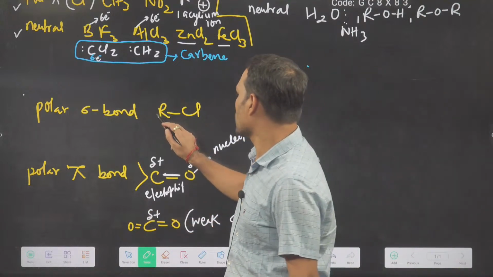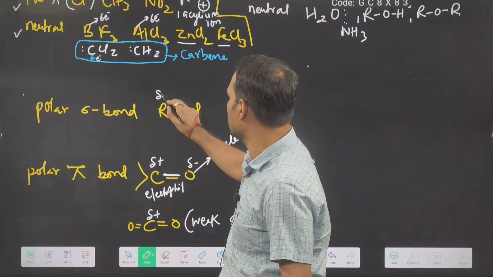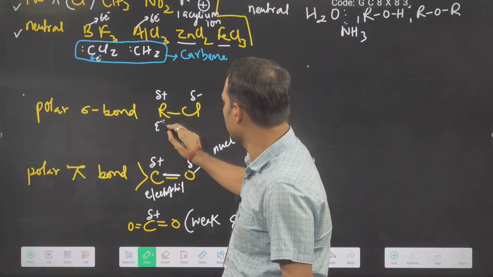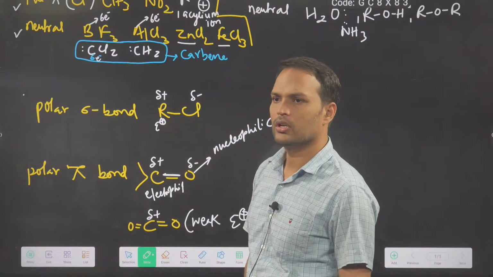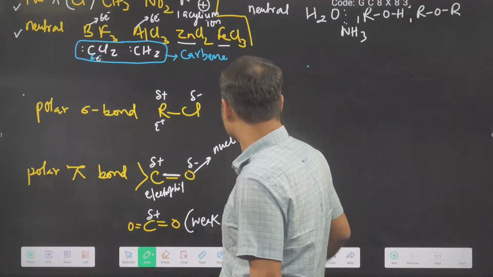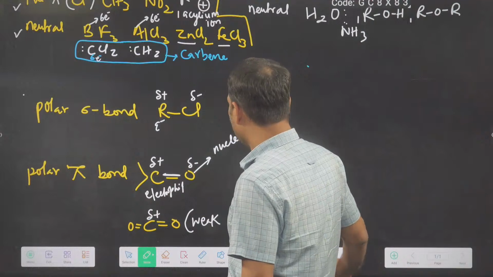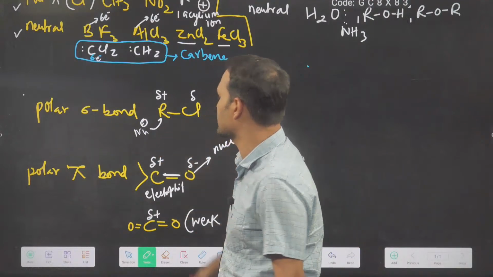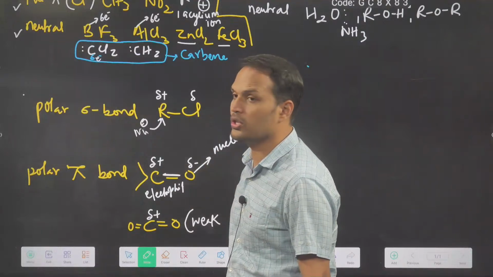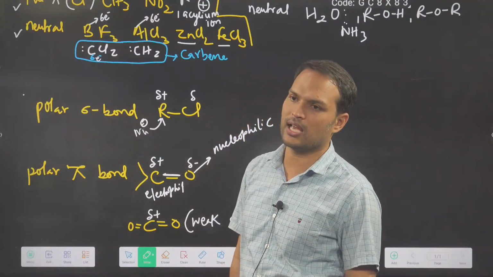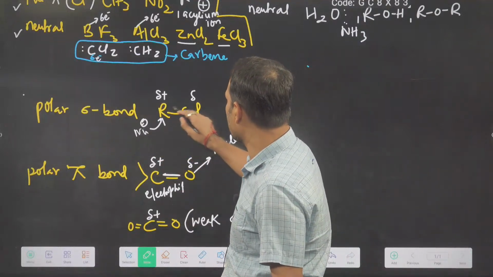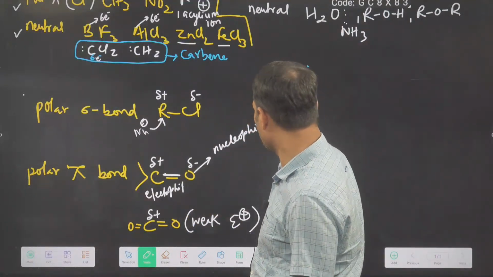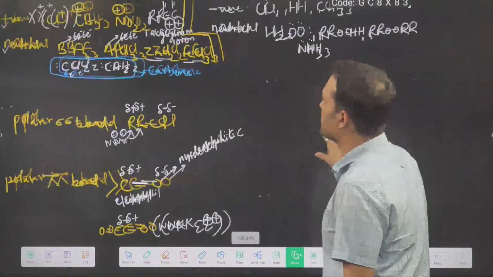Okay sir, how will you talk about a sigma bond? This is delta plus, this is delta minus. So is this site electrophilic or not? Yes. Any nucleophile will come and attack this electrophilic center. You will study this in future, that nucleophilic substitution reactions are there. Nucleophile will attack, Cl minus gone. So these are electrophilic sites.